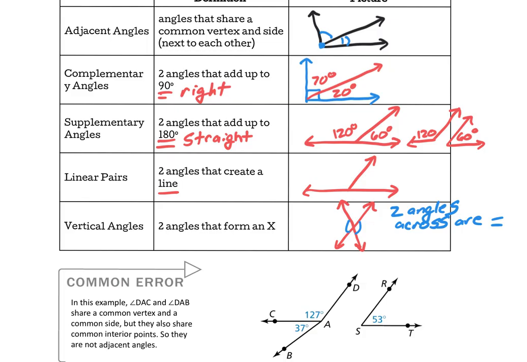And they are equal. Okay, so if I tell you that this one is 60 degrees, this one is 60 degrees. The same would be true for these two here. These two would also be as well. So you have two pairs of angles that are congruent.